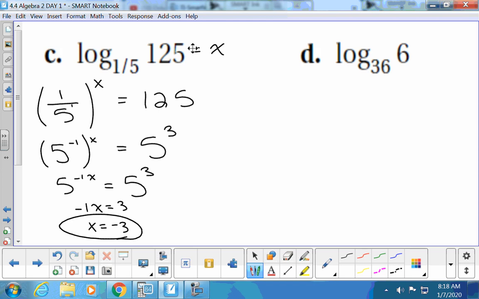Now, definitely I encourage checking the work. So let's check this. In case I messed up, it's early in the morning. My brain's not always on. So we have a 1/5 here. We have a 125 here. And we're going to see if it's a negative 3. So is 1/5 to the negative third power going to be 125? Yep, I just typed it in. 1/5 to the negative third power is 125.